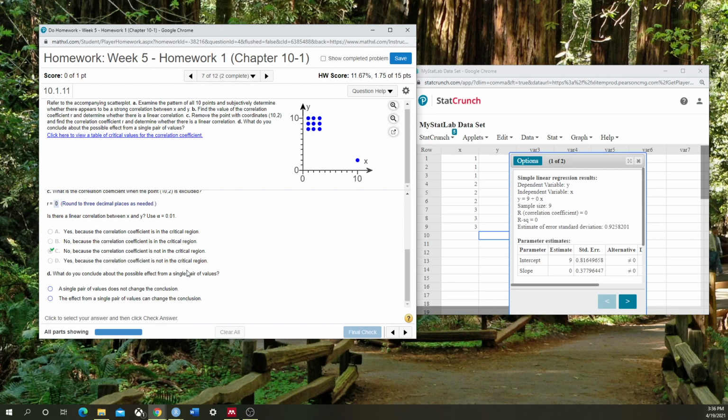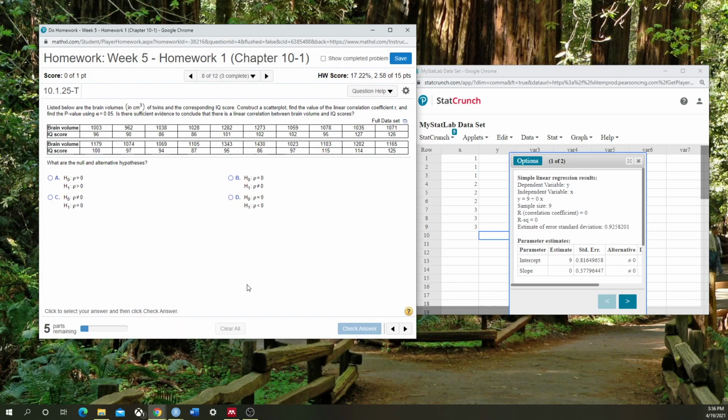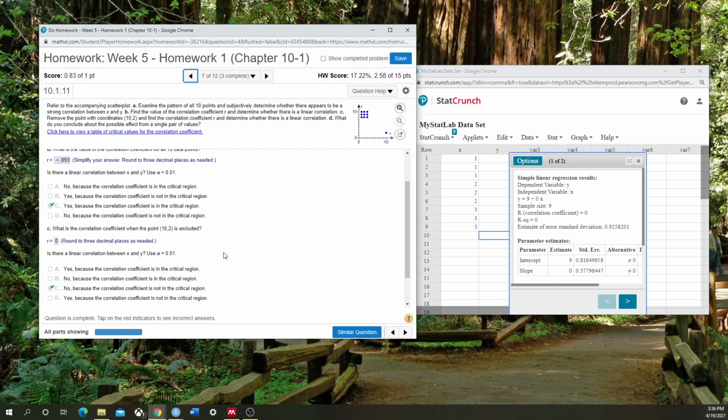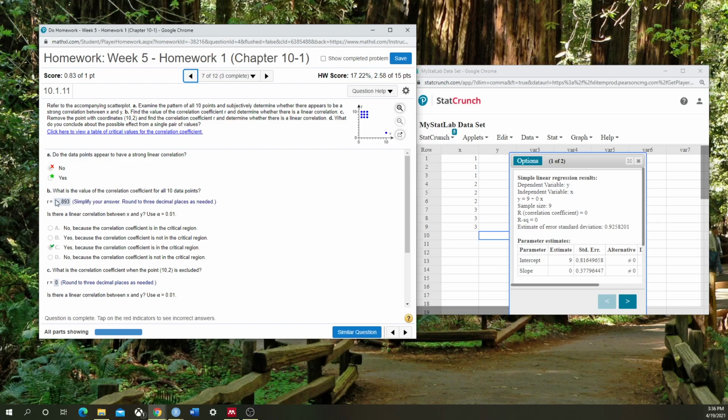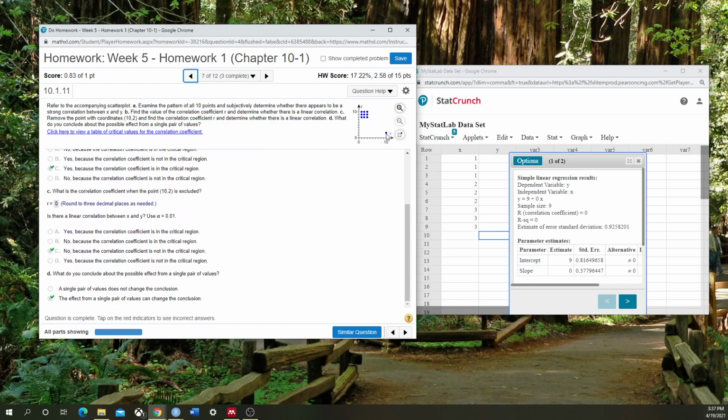what do you conclude about the possible effect from a single pair of values? The effect from a single pair of values can change the conclusion. And that's what we saw here. What we saw rather convincingly is that we went from a value that was very highly statistically significant with a very large negative relationship, and we removed one data point, this one here, and all of a sudden it drops all the way to 0, meaning there is absolutely no relationship that can be seen. Okay, very clear, very important to know that.